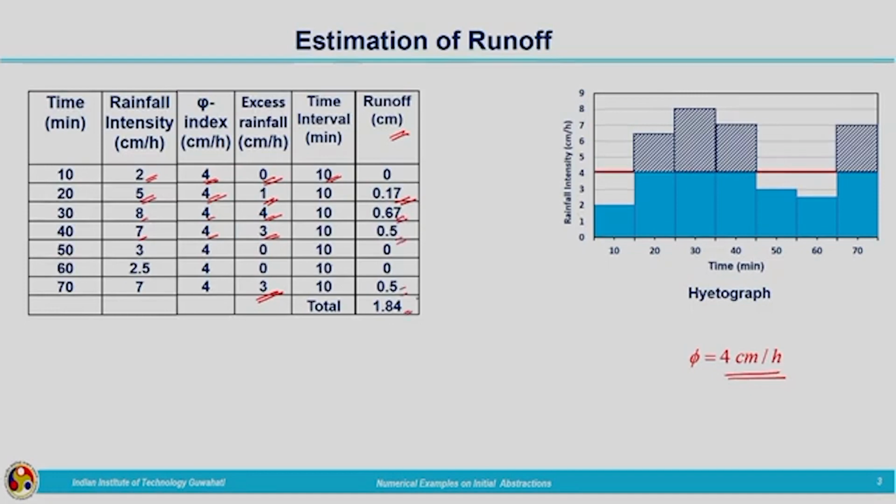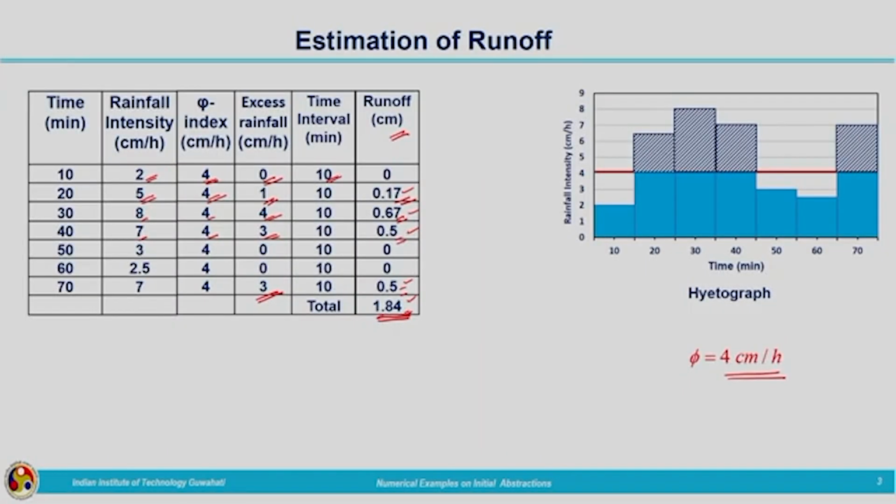So, certain time intervals are not contributing towards runoff; those values have been taken as the abstractions, and the remaining part which is coming above the phi index value is contributing towards the runoff at the outlet. So, we got the runoff depth corresponding to each time interval. Those values will be added together to get the total runoff at the outlet of the catchment, that is coming out to be 1.84 centimeters.